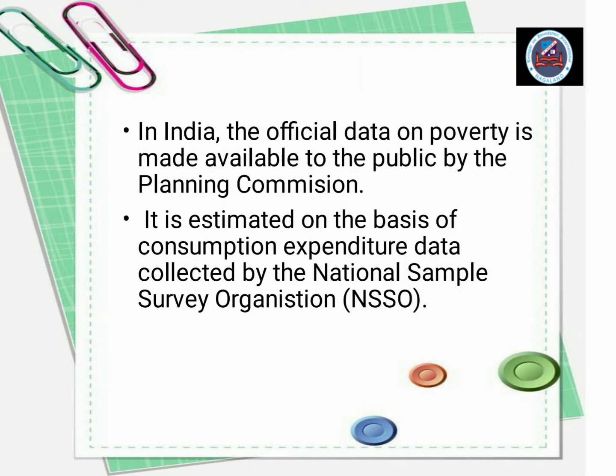In India, the official data on poverty is made available to the public by the Planning Commission. This estimation is on the basis of consumption expenditure and minimum requirements, and these data are collected by an organization called the National Sample Survey Organization. So these are the two agencies which give us data on poverty.